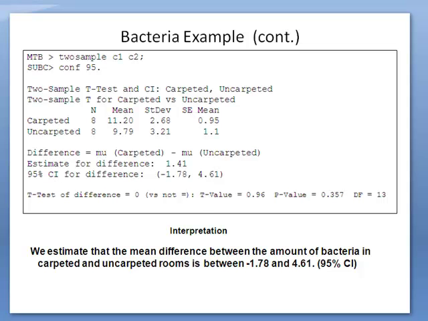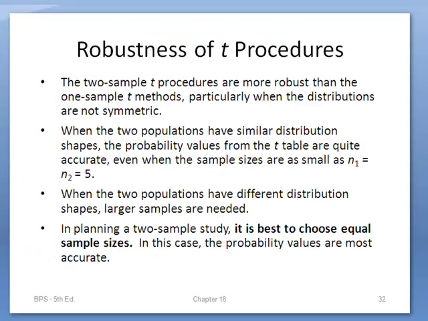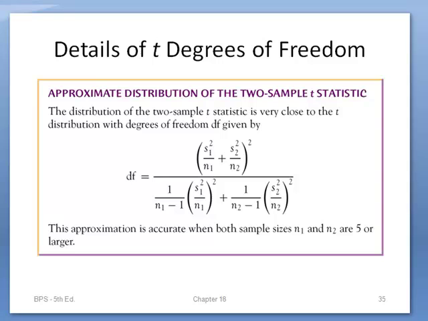The two-sample t procedures are more robust than the one-sample t methods, particularly when the distributions are not symmetric. When the two populations have similar distributions and shapes, the probability values for the t-table are quite accurate, even when the sample sizes are pretty small, such as n1 and n2 equaling 5. When the two populations have different distributions or shapes, larger samples are needed. Now, in planning a two-sample study, it is best to choose equal sample sizes. In this case, the probability values are the most accurate.